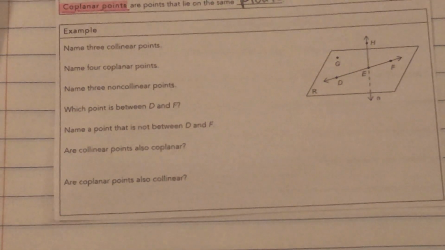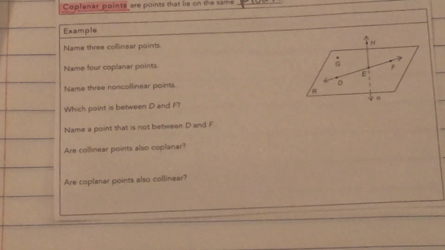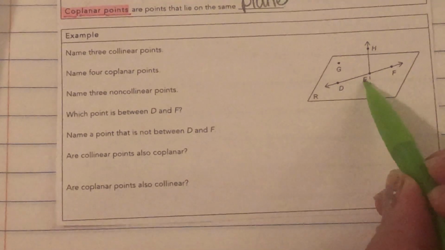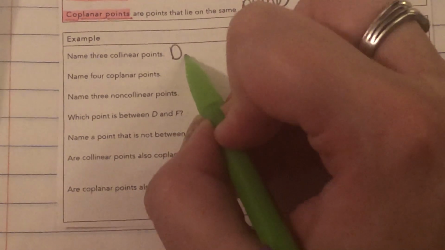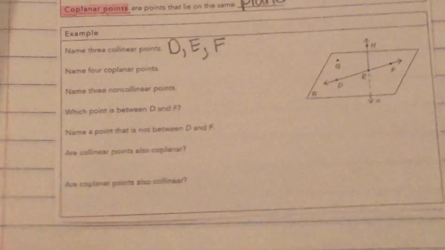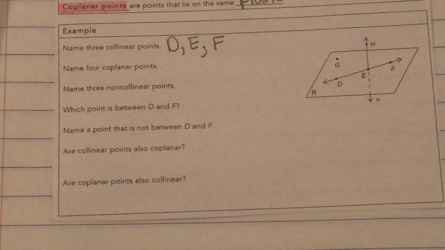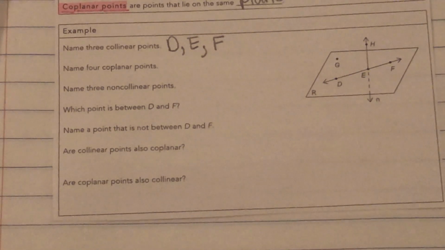All right, name 3 collinear points. So if I go back up and look, collinear means they're on the same line. D, comma, E, comma, F. I don't want to put them all together as DEF because that would be a name of a plane. If I don't have the separation, then if they're all together without the commas, I'm talking about a plane. And I have to really be strict about that, okay?